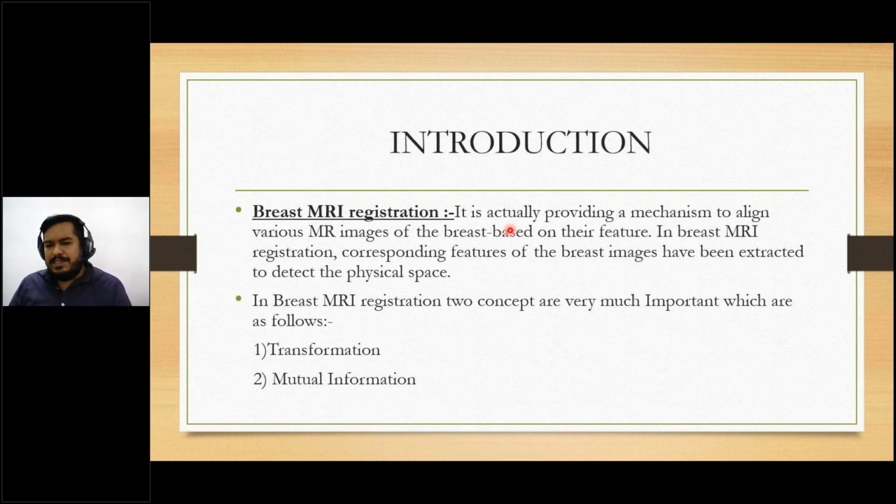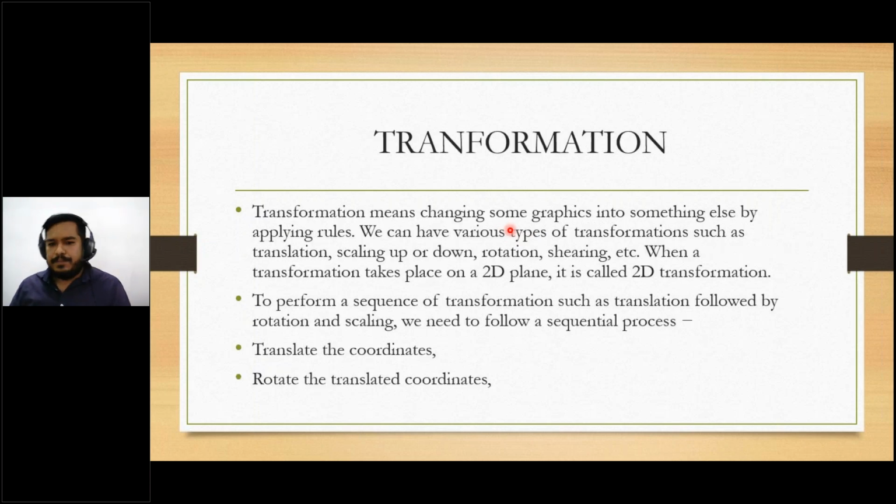In breast MRI registration, two concepts are very important. The first concept is transformation and the second one is mutual information. So let's have a look at what transformation is. Transformation means changing some graphics into something else by applying rules. We can have various types of transformation such as translation, rotation, scaling up and down, and shearing. These are the popular types of transformation in the subject of computer graphics.